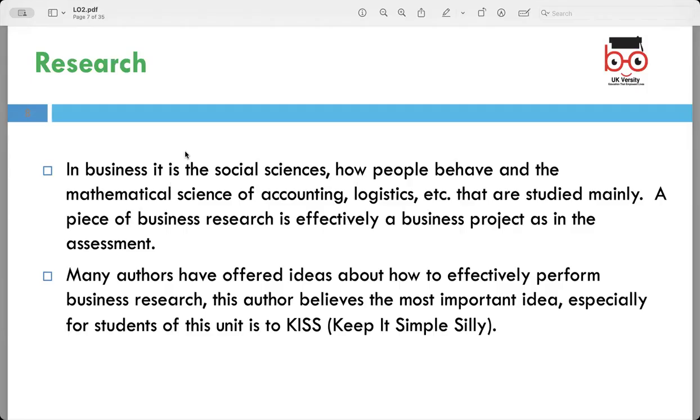Many authors have shared different ways to do research well. One of the best pieces of advice for students like you in this case is KISS, keep it simple, silly. That means avoid making things more complicated than they need to be. Stay focused, be clear, and follow the basic steps we have discussed. Define your aim, objectives, and method, and build your project around those.